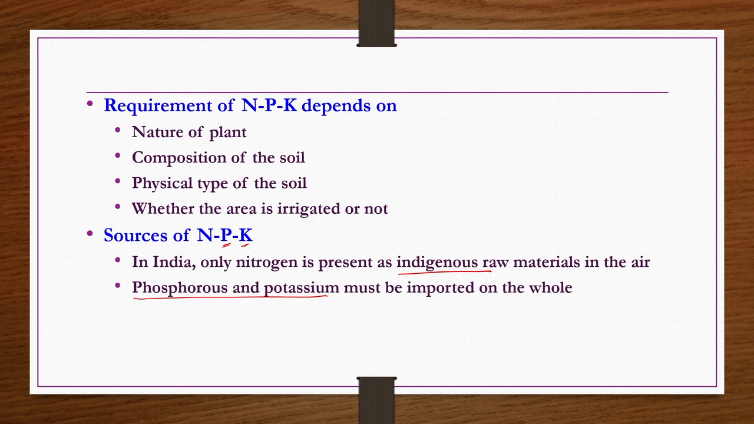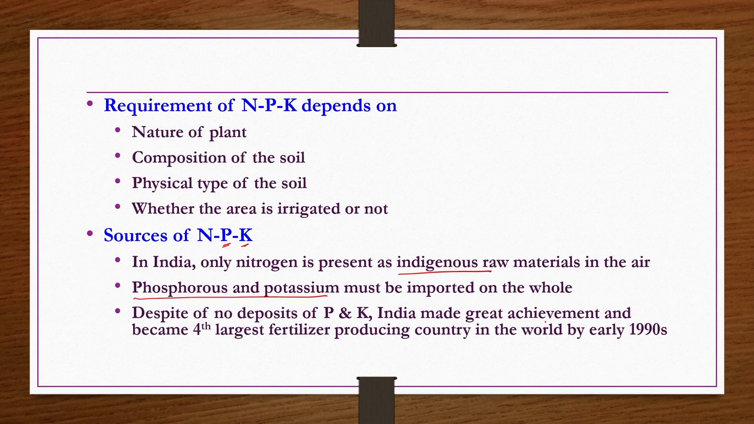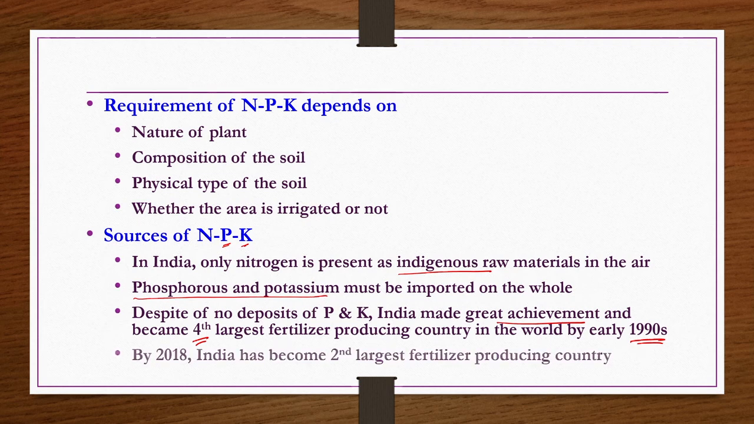Despite the fact that we don't have proper phosphorus and potassium sources, India made great achievements and became the fourth largest fertilizer producing country in the world by the early 90s. Whereas now India is the second largest fertilizer producing country in the world. So now we understand that nitrogen is available as an indigenous raw material from the air, but for potassium and phosphorus, what are the ancient sources, if you want to see?